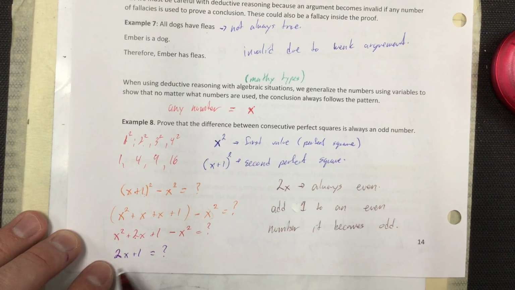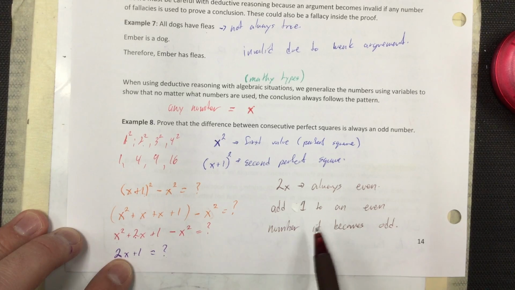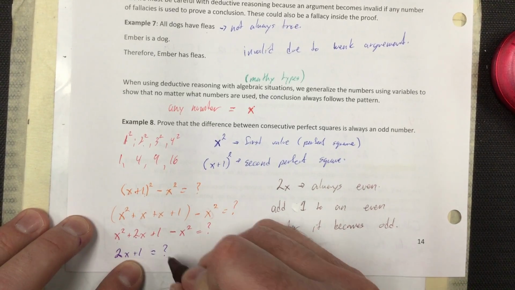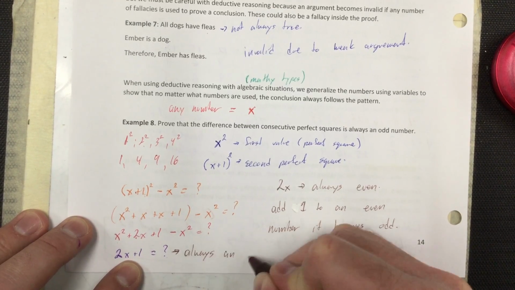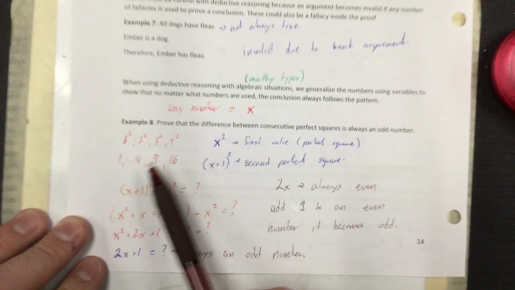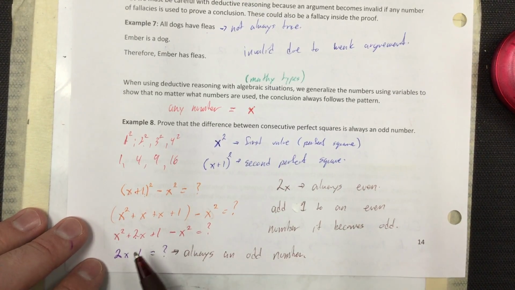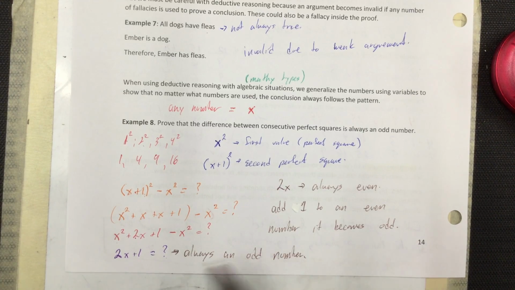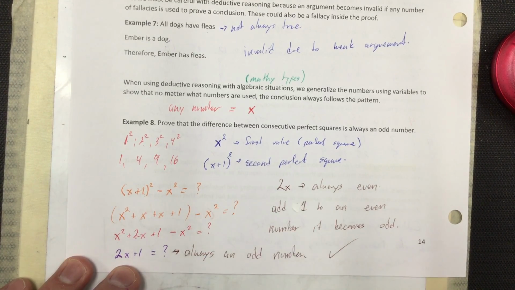So 2x is always even. If we add 1 to any even number, it becomes odd. So this is always an odd number. It doesn't matter what number we start with for our perfect squares. When we solve it algebraically, we're always going to get an odd number, meaning that this conjecture works out. We can prove that deductively. This is proving deductively.